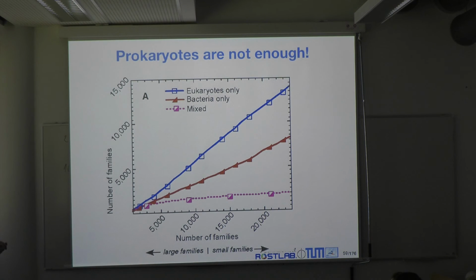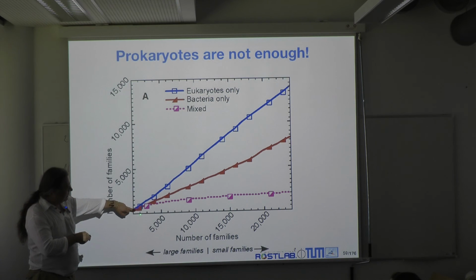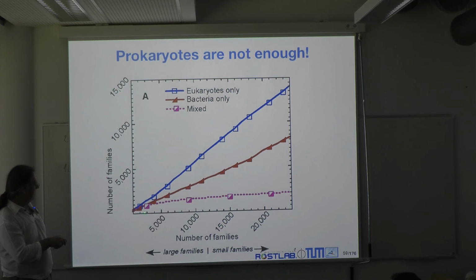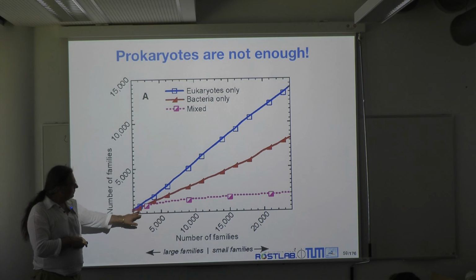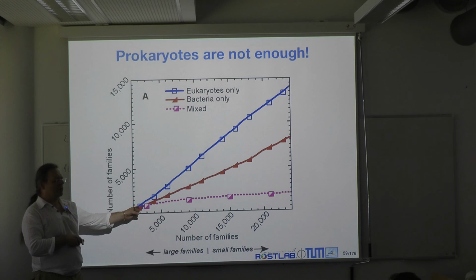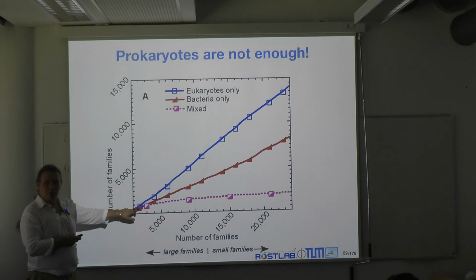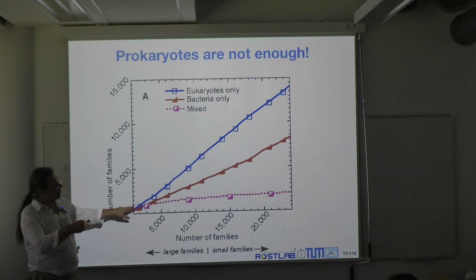Here are the slices. The slices are families larger than 1,000, 2, 3, 4, 5, maybe some counting mistake. 2,500, 1,250. So in the 1,250 largest families, about half of them, or 1/3 of them, are mixed, meaning they have prokaryotes and eukaryotes. 1/3 is only prokaryote, and 1/3 is only eukaryote. You see that the mixed families, in fact, go flat very soon, while the eukaryote-only families shoot up.